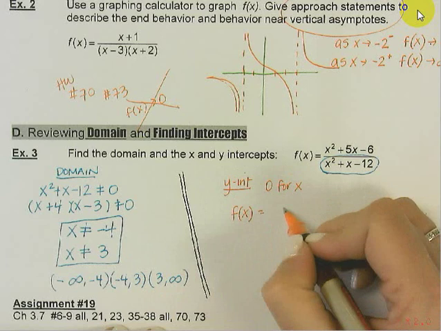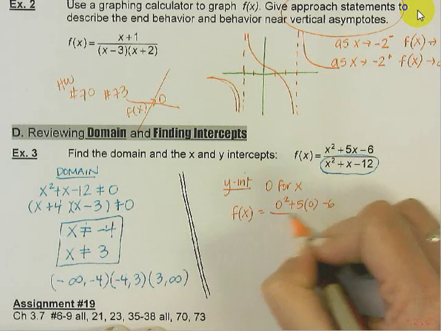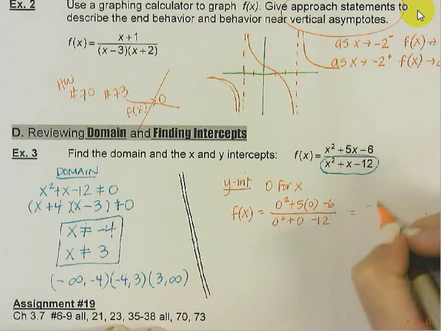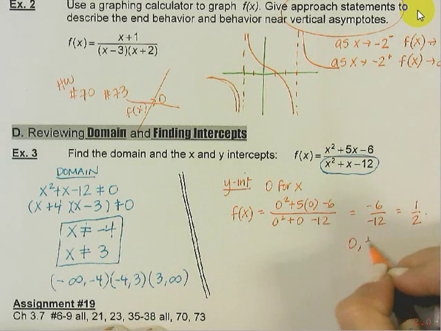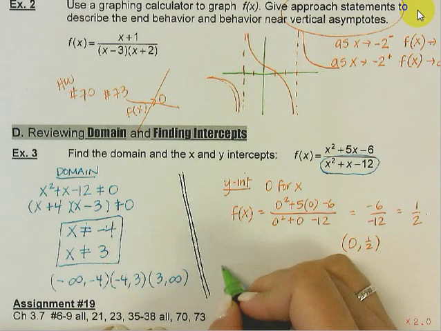We plug in 0, so it's going to be 0 squared plus 5(0) minus 6, over 0 squared plus 0 minus 12. Essentially you get -6 over -12, which we reduce to 1/2. So remember, intercepts are always points. So our point is (0, 1/2). Okay. All right, last but not least, the x-intercept.